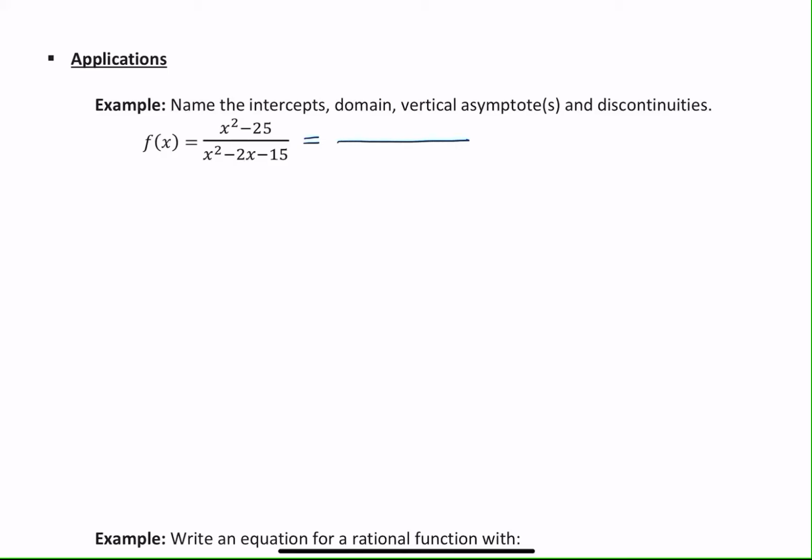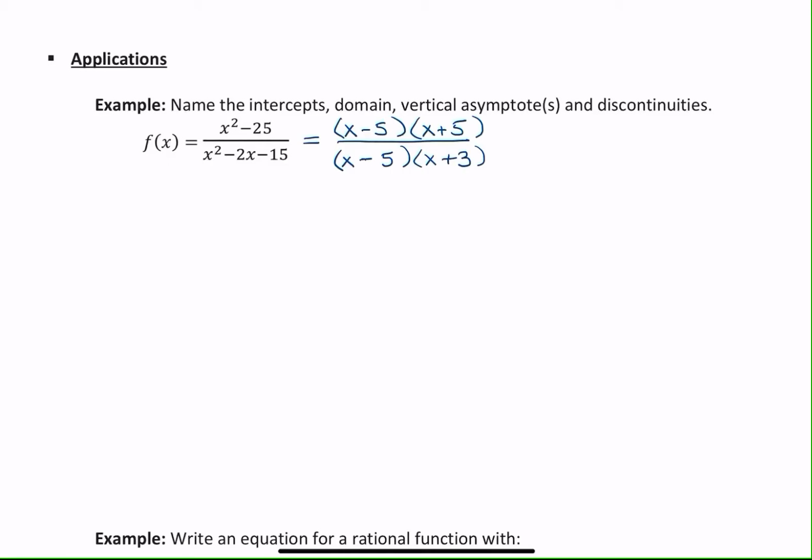So notice the top is a difference of two squares, which will factor into x minus 5 and x plus 5. And then the bottom, if you factor it, I need factors of 15 or negative 15 that add to be negative 2. So to get the negative 2, I would need a negative 5 and a positive 3.